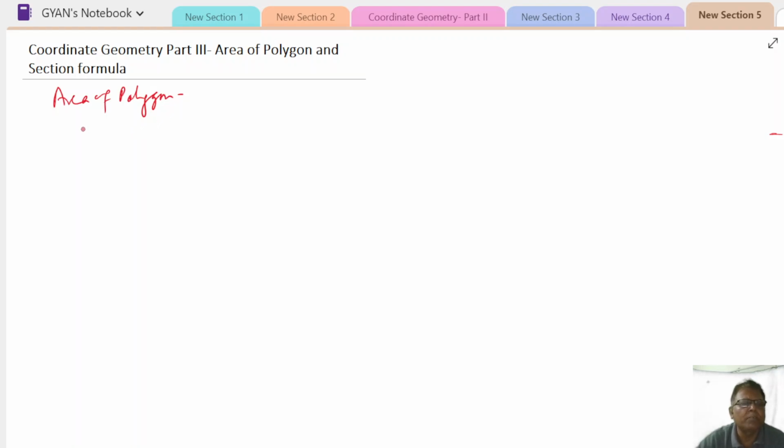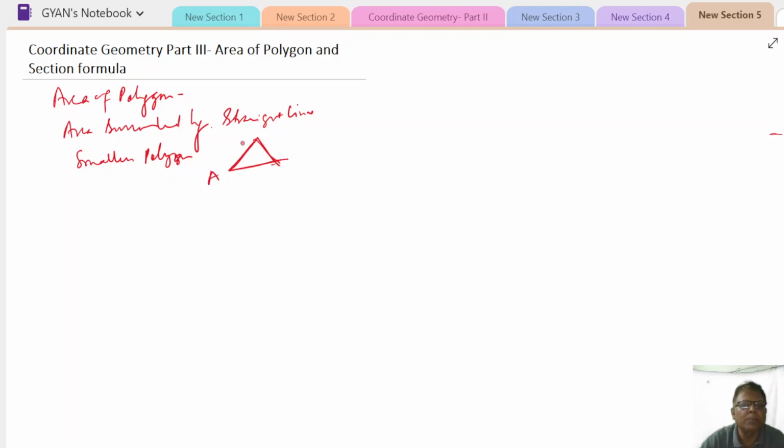So what is a polygon? A polygon is an area surrounded by straight lines. The smallest polygon is a triangle, which is the area surrounded by three sides: 1, 2, 3.